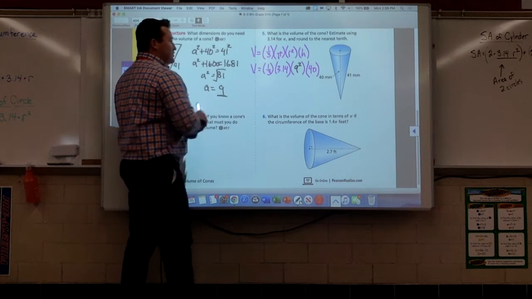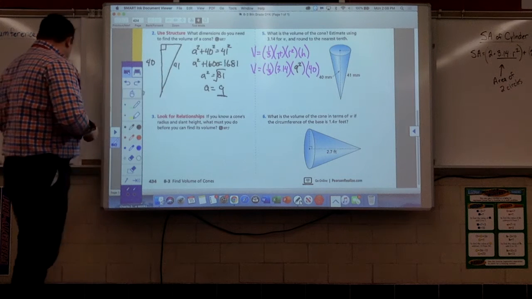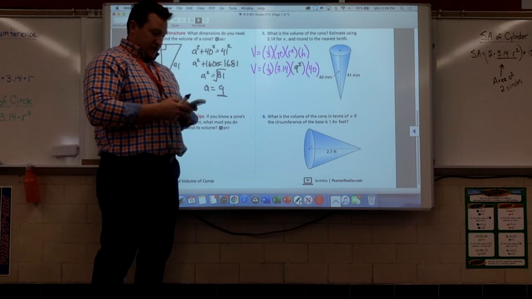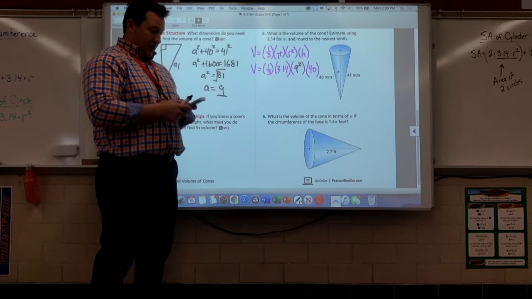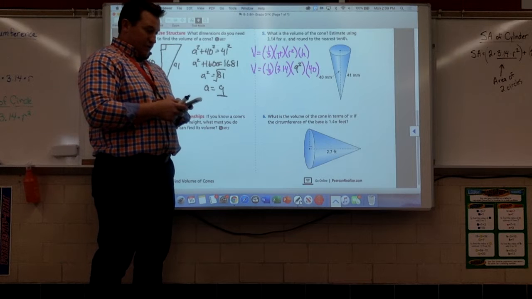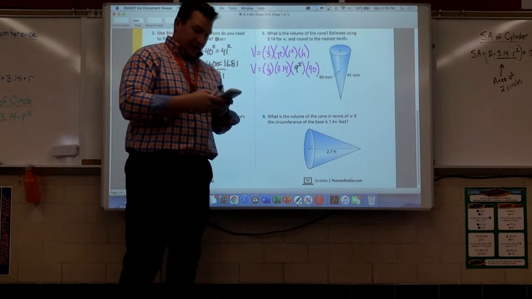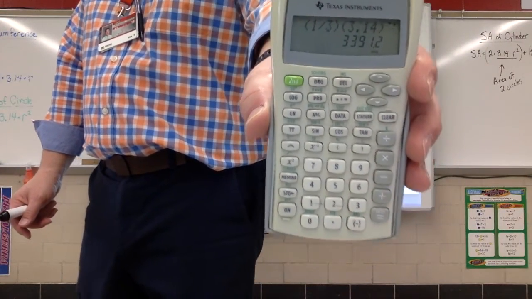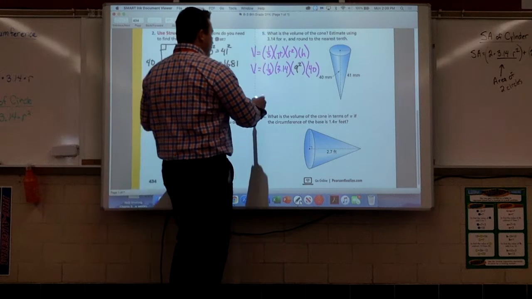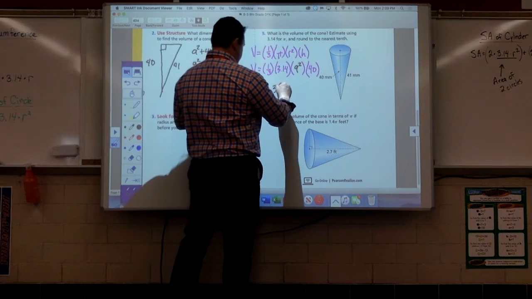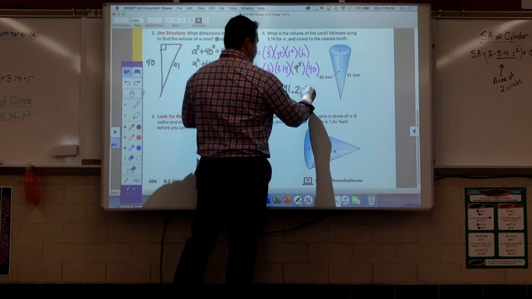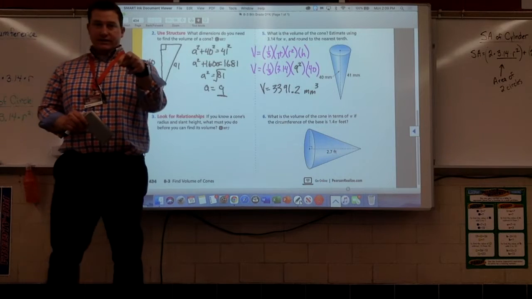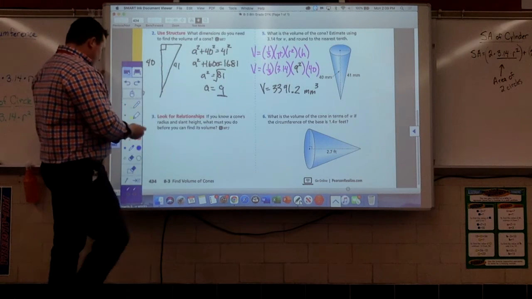So if you guys were wondering, we just had to find the radius here. Now my formula is going to take care of the rest of this. All right, so 1/3 has not changed, times pi times 9 squared times 40. I've got the feeling this is going to be a large number. Yeah, there you go. 3,391.2 cubic millimeters. Boom. Any questions? Okay, on we go.